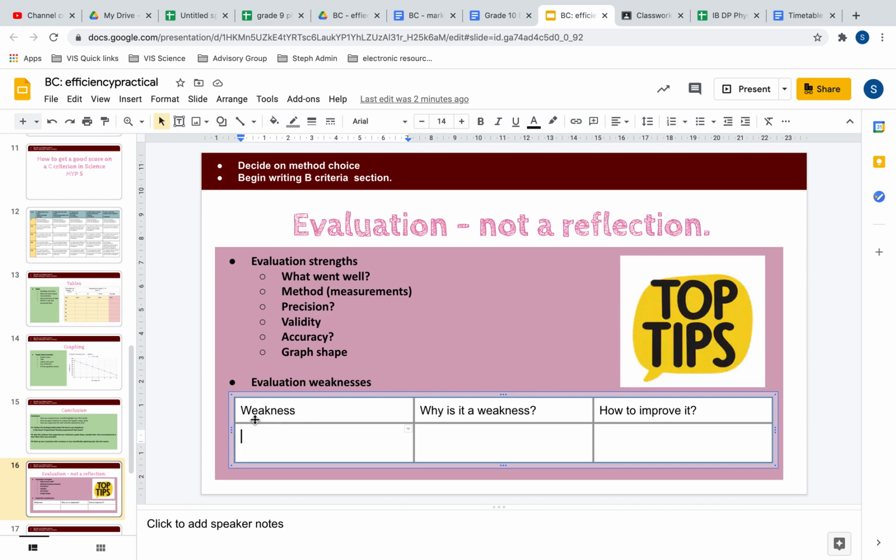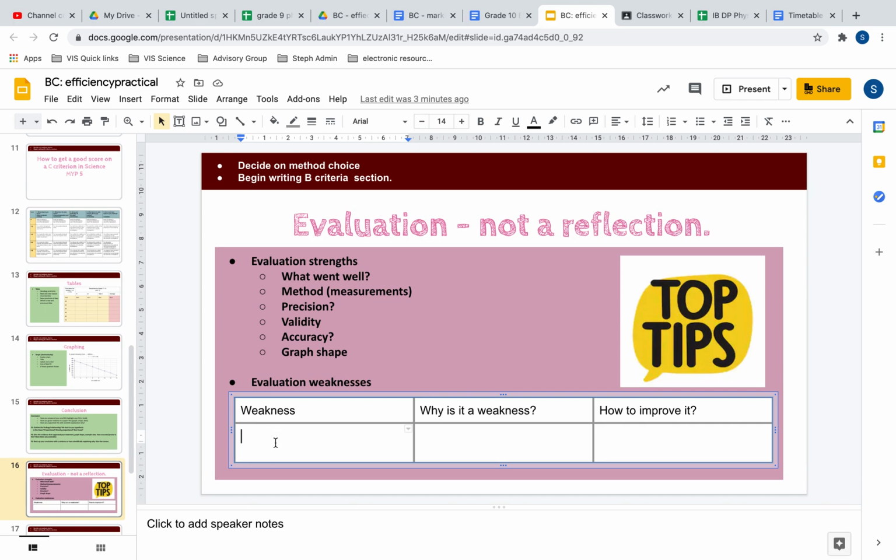So each time, give me the weakness, why it is a weakness and how to improve it. To make sure you're getting to the kind of level 7-8 here, I also want you to tell me how much of a weakness you think this is. Do you think it has a little bit of effect on your data, or do you think it actually had a really big effect on your data? So with your weaknesses, you're almost evaluating your weaknesses as well.